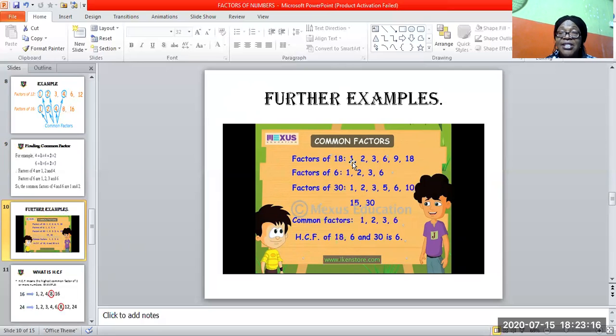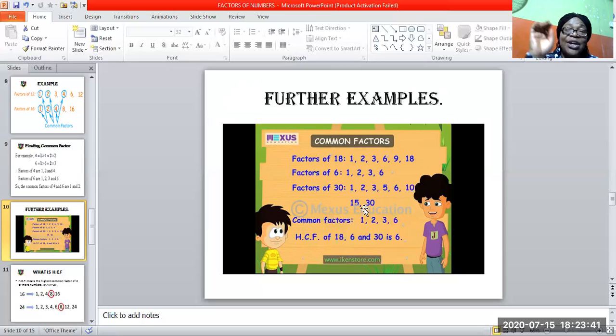Factors of 18 are 1, 2, 3, 6, 9, and 18. Factors of 6 are 1, 2, 3, and 6. Factors of 30 are 1, 2, 3, 5, 6, 10, 15, and 30. These are the factors of 18, 6, and 30.